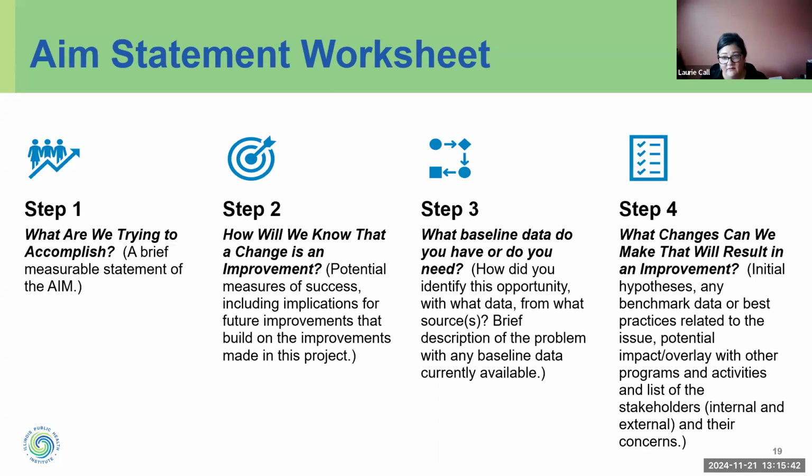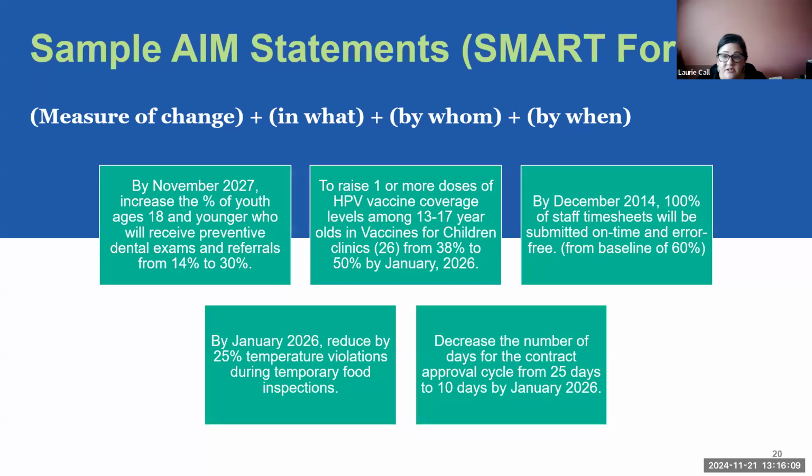What baseline data do we have or do we need to get? Because you have to have baseline data for a QI project. If you do not have baseline data for a QI project, you're really doing quality planning because you have to have baseline data. What changes can we make that will result in improvement? These are the types of things you do to develop an aim statement, and it's just really thinking through those items.